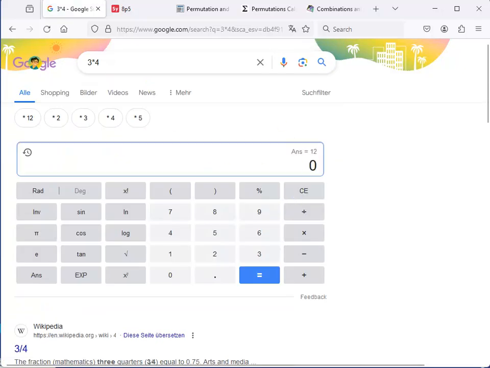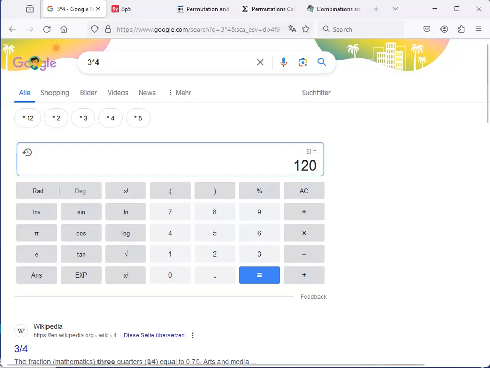There's the Google calculator. And here we go, for example, we have 1 factorial. 2 factorial, which is 2. 3 factorial, that should be 6, right? 4 factorial, so 1 times 2 times 3 times 4, and then 5 factorial, 1 times 2 times 3 times 4 times 5, and so on, 120 here.